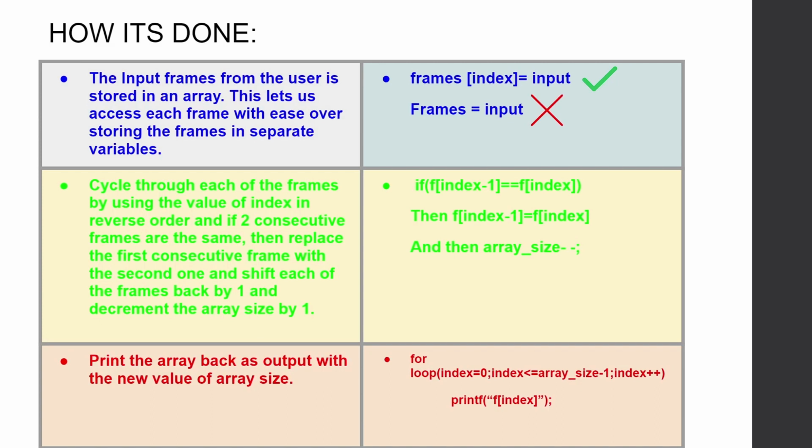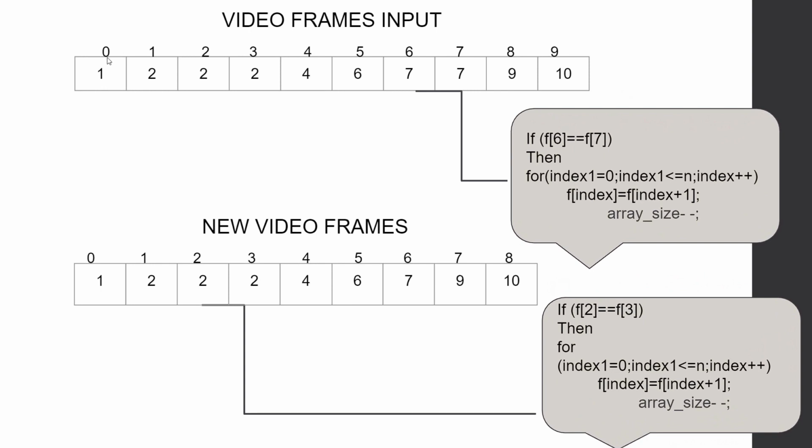Next, we go in reverse order of the array and compare the last element and the element before that. If they are equal, we overwrite the value of the second element with the first one and decrement the size of the array. For example, here, these values refer to their index number. So, 10 and 9 are compared, and since they're not equal, we then compare 9 and 7.